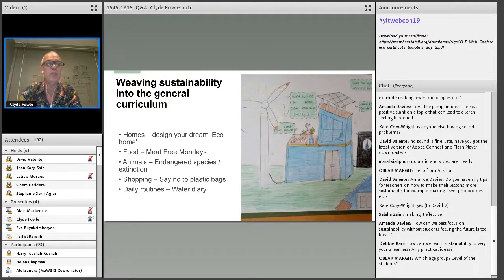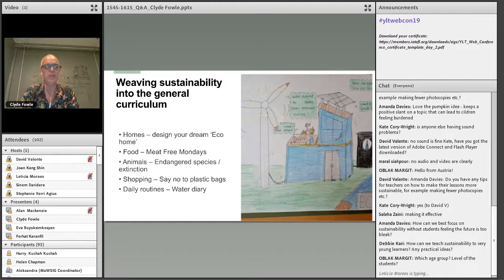Daily routines. A good project I did with my students is keeping a water diary. So with learning about daily routines, and obviously they learn about having a shower, brushing your teeth, washing, toilets, this kind of thing, which use water. So I got my students over a week between our sustainability classes to keep a diary of the water they used in a day. And I think this is quite good because we just turn on a tap, we don't really think about it. But when they monitor it, they realize how much water they're using.